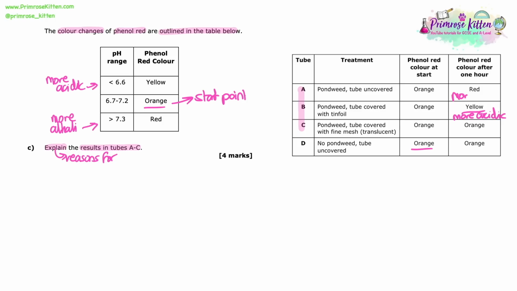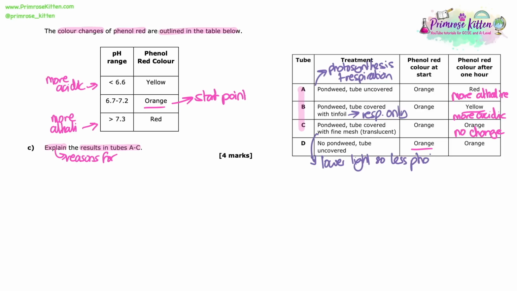If we look at our other answers then, A is red, so it's going to be more alkaline. B is yellow, so it became more acidic. And then C is orange, so it stayed relatively neutral. There wasn't really any change. So if we think about the processes that are going to be happening in each of these tubes, in A, there's definitely going to be photosynthesis happening because it's uncovered, so there's going to be light. In B, there's no light, so there's no photosynthesis happening, so it's just respiration only. So in A, we've got photosynthesis and respiration. And then in C, again, there's light, and so we can have respiration and photosynthesis, but there'll be less light than in A, so less photosynthesis than in A.